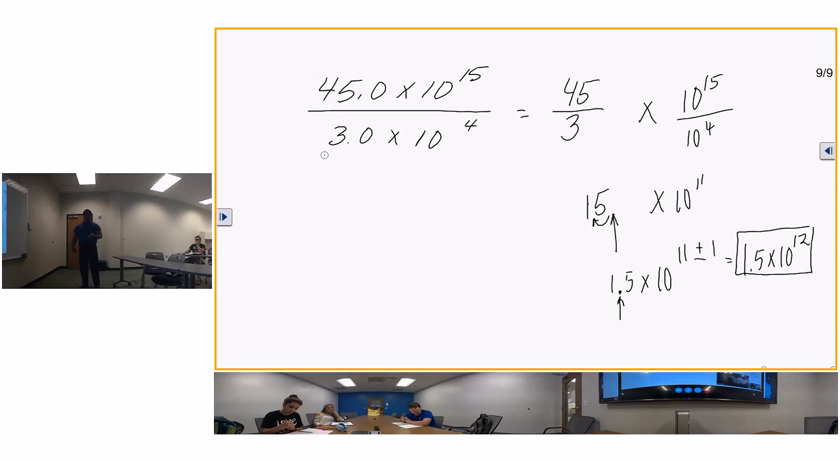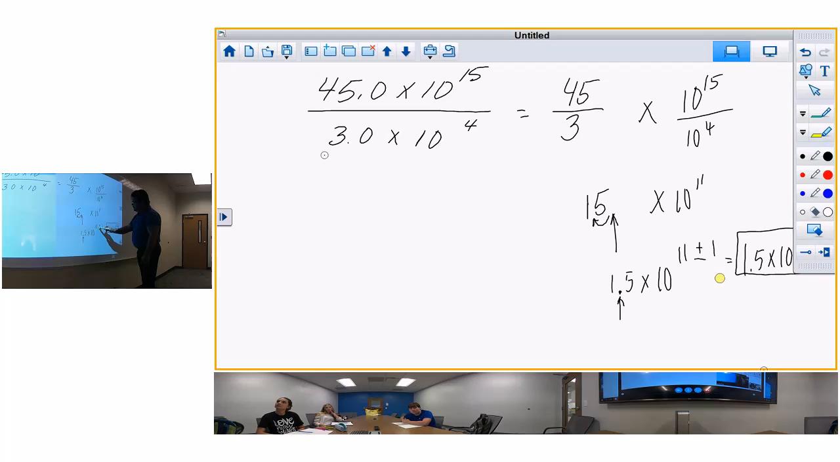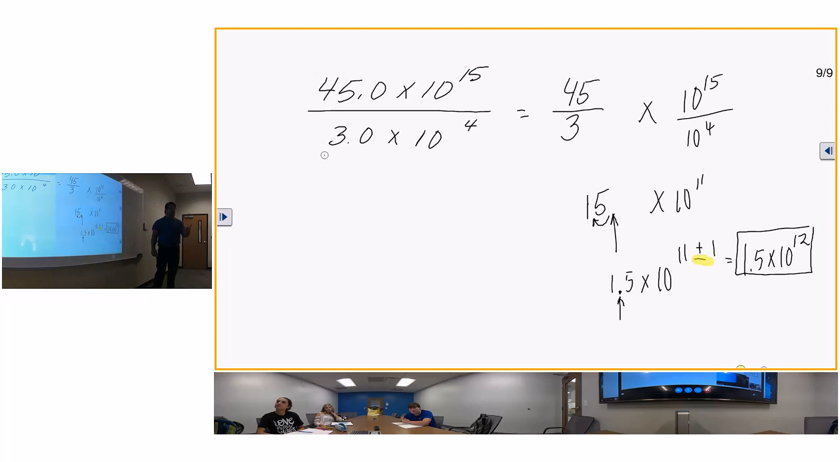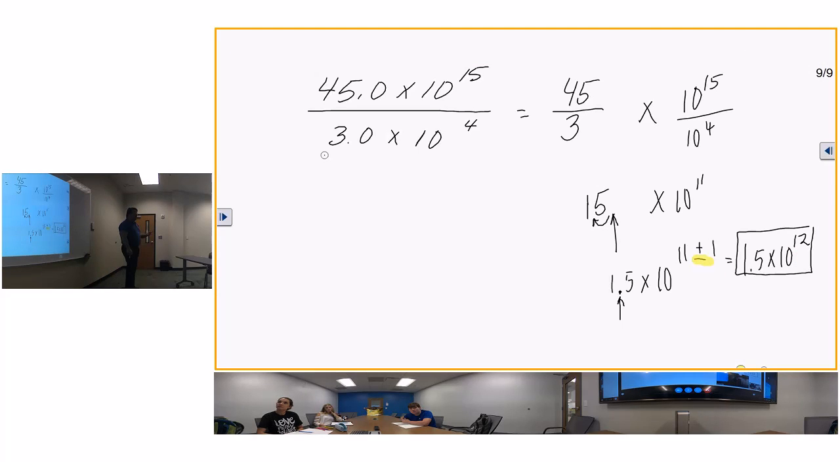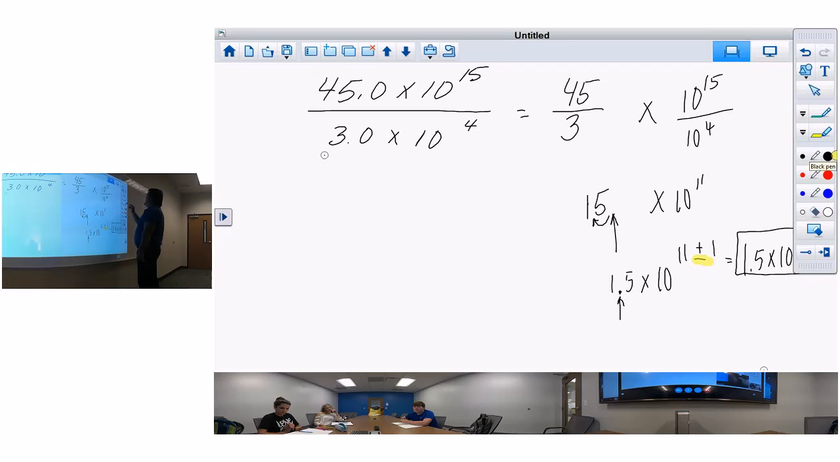It isn't a pattern. I get so frustrated when teachers teach, oh, well, if it's a small number, you move it to the left, and if it's a big number, you move it to the right. But then when you get to one of these problems, you don't know what to do. This is why students get this problem wrong. They don't get the 1 wrong. They don't get the 11 wrong. They get the sign wrong between the 11 and the 1. Capiche?